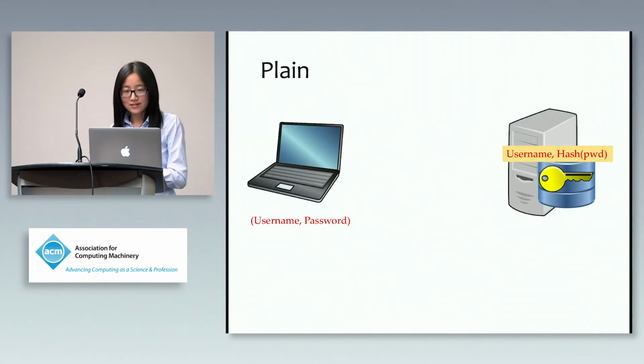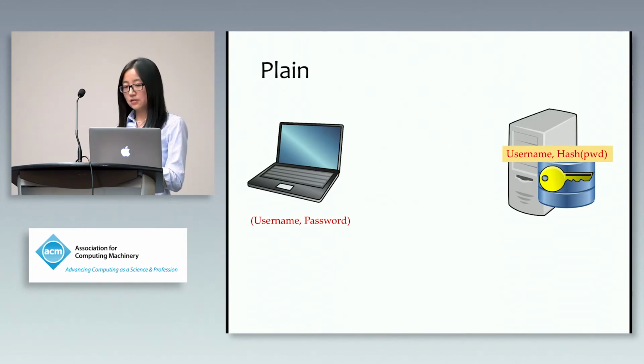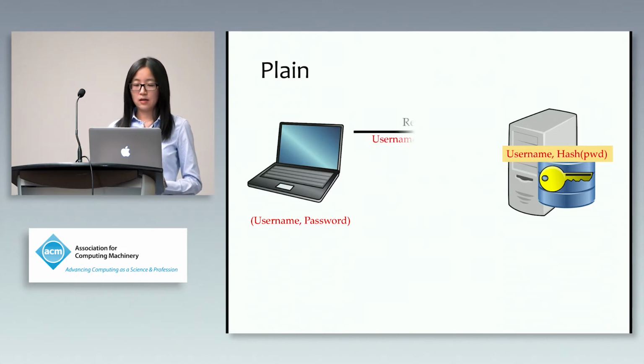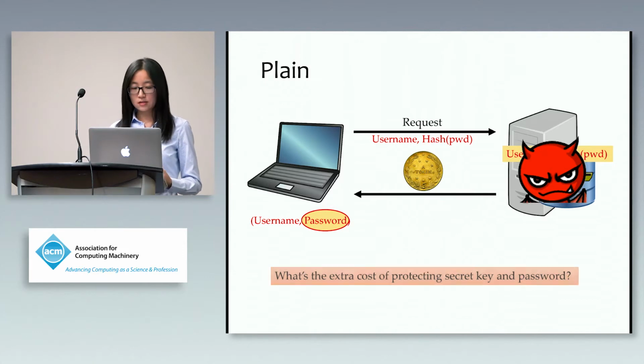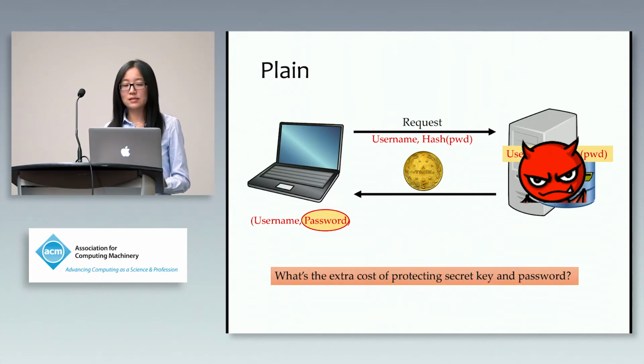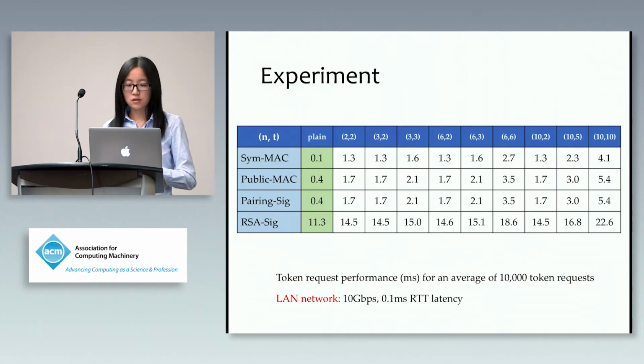So now, what is the plain setting? The plain setting is the setting that we discussed at the very beginning of this talk. There's only a single server holding the secret key. And in this setting, if the server is corrupted, then both the secret key and the password could be leaked. So the question is, compared to the plain setting, what is the extra cost of protecting the secret key and the password? And here's the result.